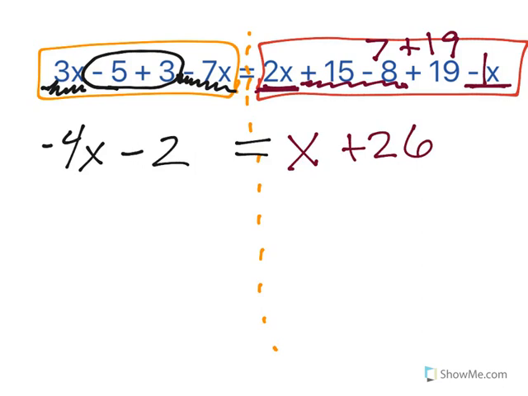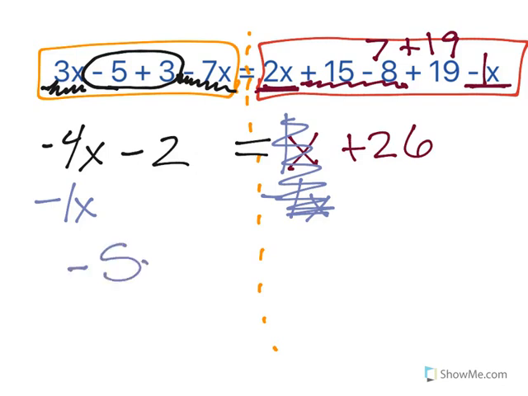So now let's move all the x's to one side. If I have a 1x on the right and I want to move it to the left, the opposite of a positive 1x is a negative 1x. So I'm going to subtract 1x from both sides. All right, that goes away on the right. And I have negative 4x minus 1x, which is a negative 5x. I still have minus 2 equals 26.